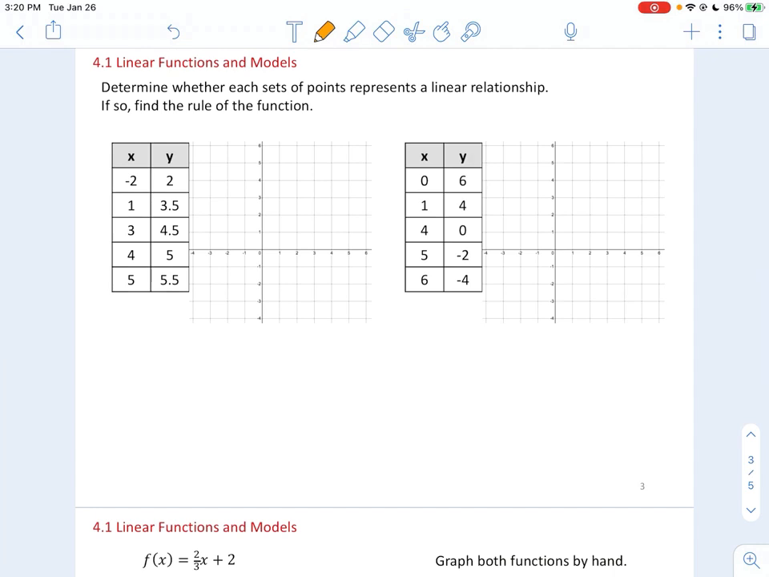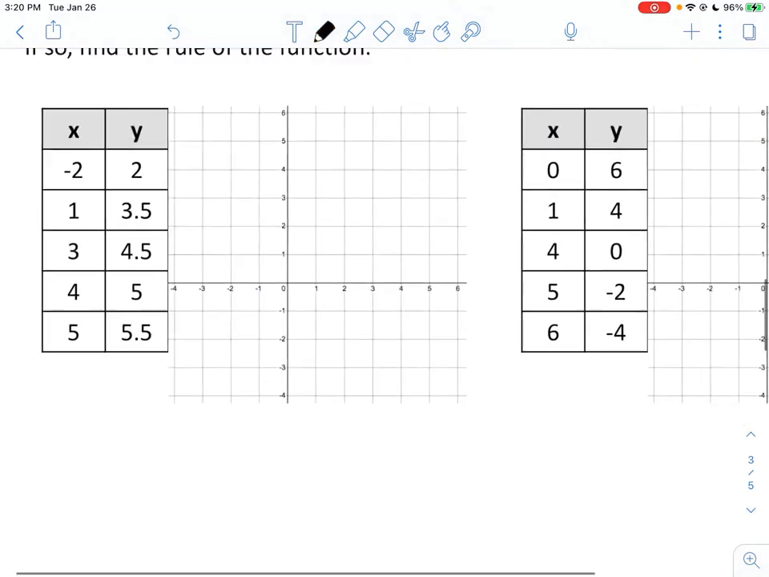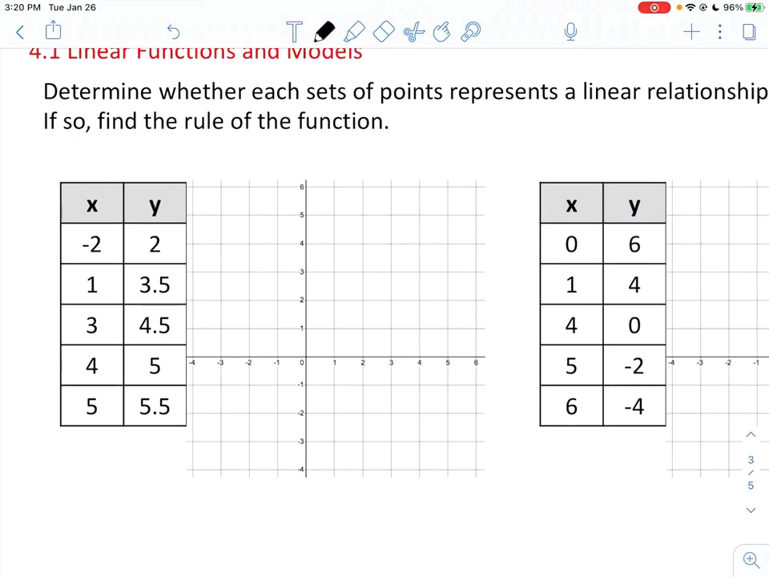Determine whether each set of points represents a linear relationship. If so, find the rule of the function. Okay, so there's a few ways to do this. One is to plot the points in each table. And the question is, are these collinear? Meaning, do they represent a perfect linear relationship? Is there a line that can be drawn that would pass through all of them? And the visual would suggest that there is. It looks like all these points are on the same line.